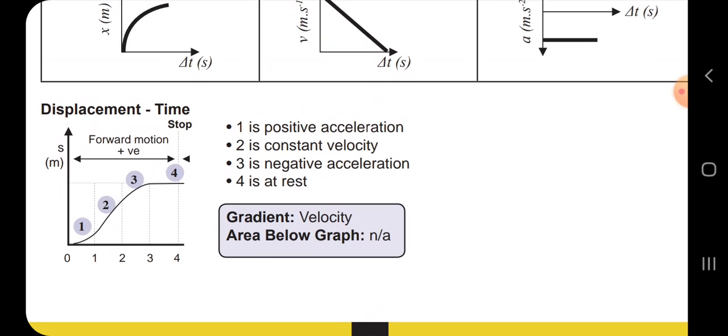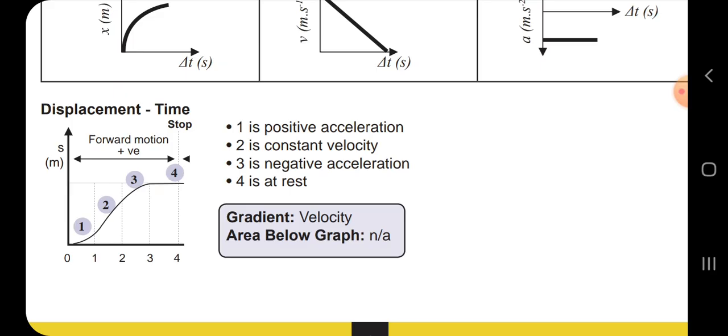Let's look at the displacement-time graph here. At number 1 is positive acceleration, at number 2 we have constant velocity, and number 3 is negative acceleration. Number 4 is just a straight line; we are at rest. The gradient gives velocity, and the area below the graph is not applicable.